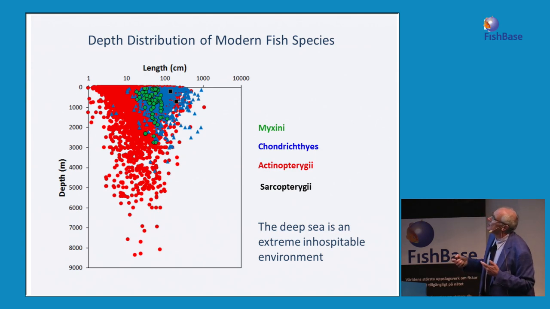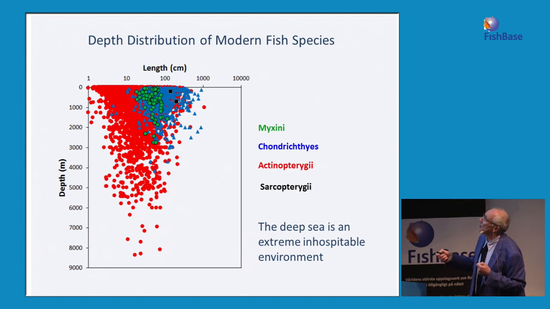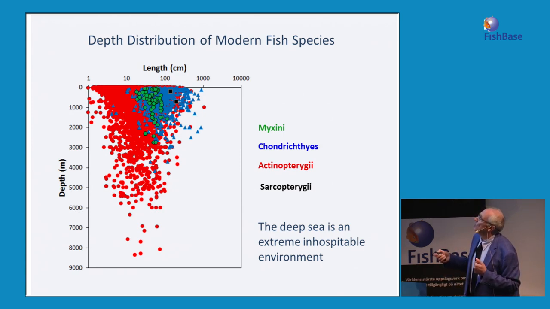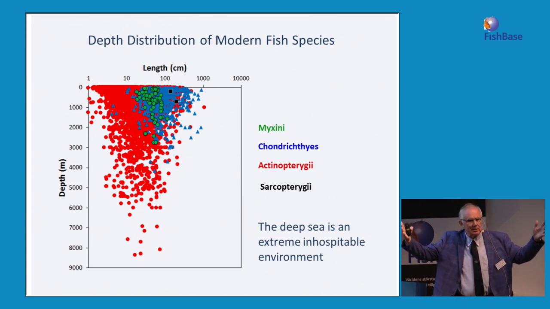This is a data dump from FishBase, which I did together with Rainer Froese some years ago, where we plotted the maximum depth of occurrence of a species against its maximum length, both on a logarithmic scale. The first important thing is that most fish live in shallow water. The deep sea is a sparse environment and not many species live there. The number of species declines with depth. Also, we can see that the range in size declines with depth.